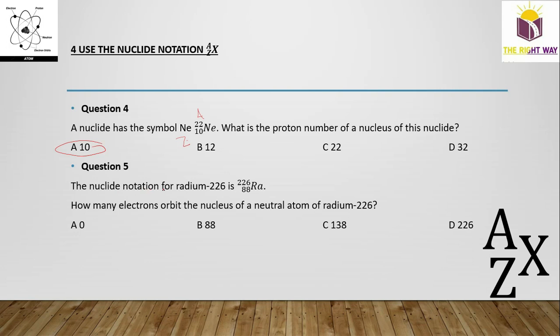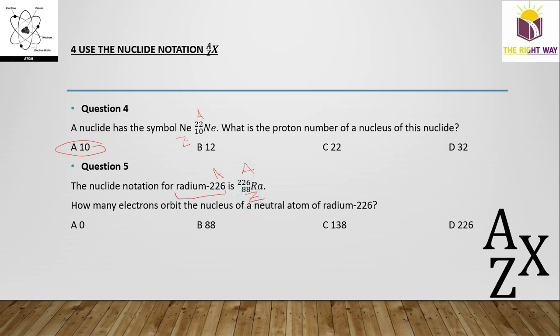The nuclide notation for radium-226. Whenever you see a symbol with its number, this would be the atomic mass or mass number. This will be the nucleon number. So 226 is the nucleon number, and 88 is its proton number.